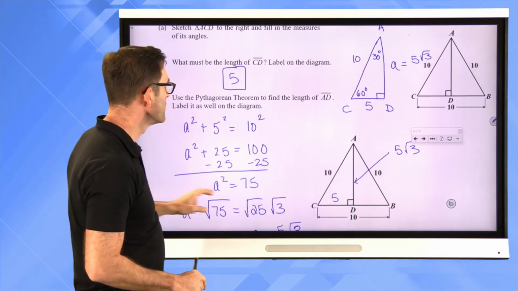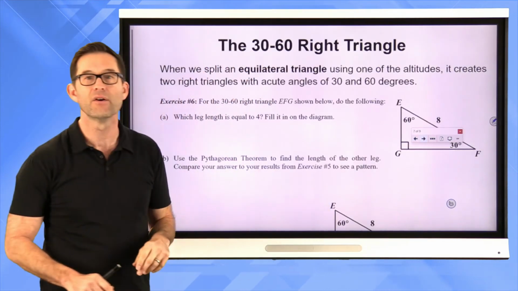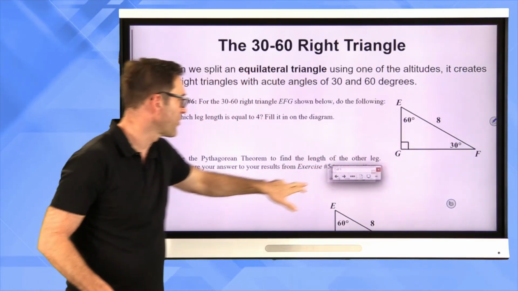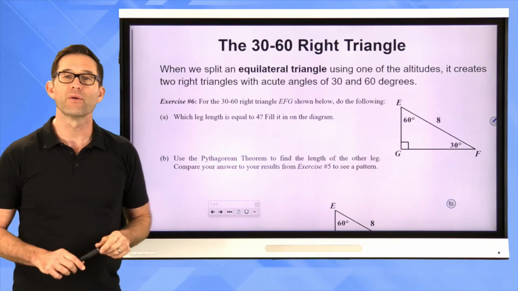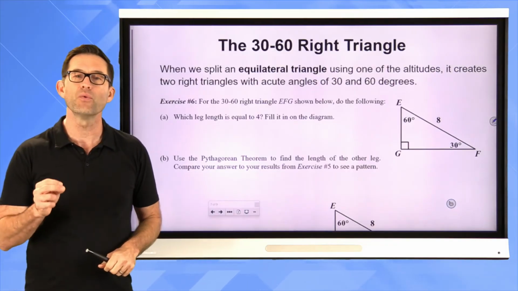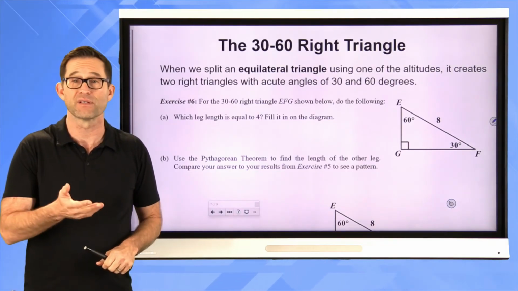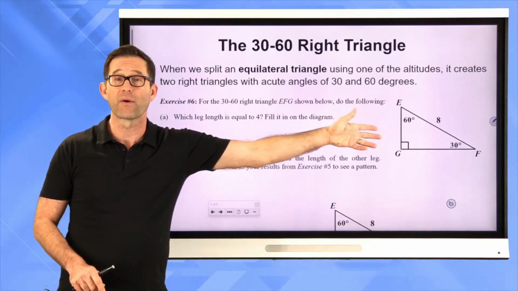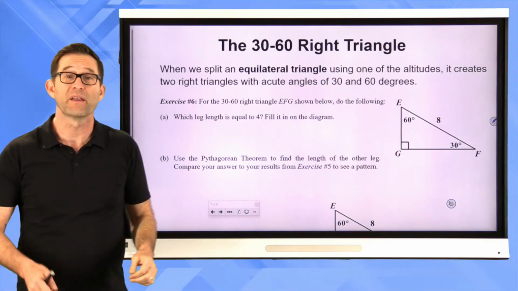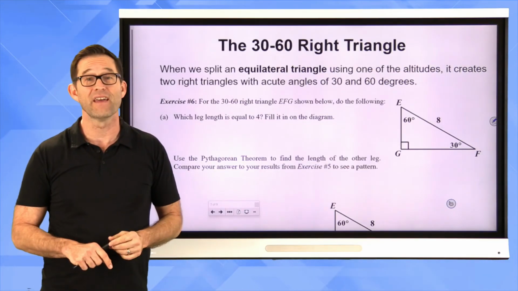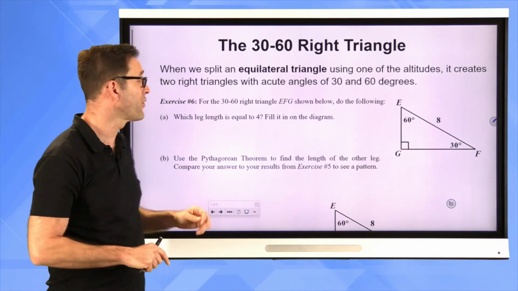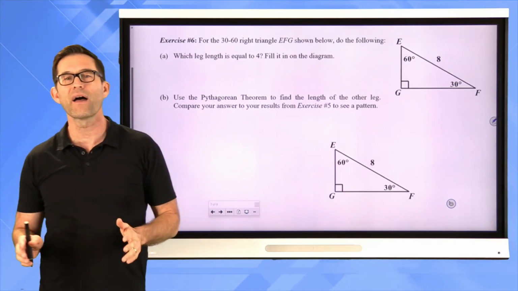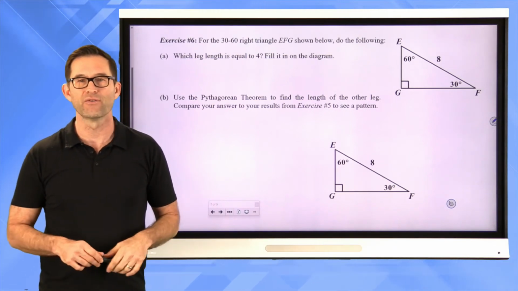Okay, so let's keep working with our 30-60 right triangles. When we split an equilateral triangle using one of the altitudes, it creates two right triangles with acute angles of 30 and 60 degrees, right? The 60-degree angle is there because it was there in the equilateral triangle. The 30-degree angle is there because we sliced one of the 60-degree angles in half. So let's play around with another 30-60 right triangle to see if we can develop patterns the way that we got that pattern with the isosceles right triangle.